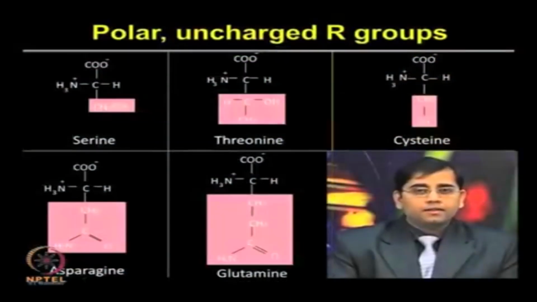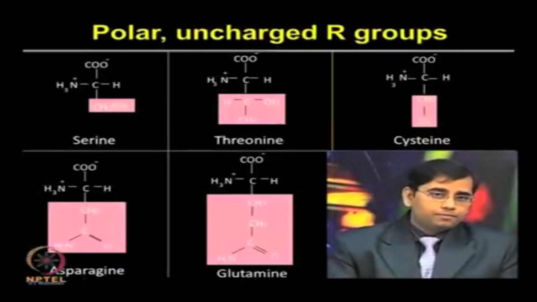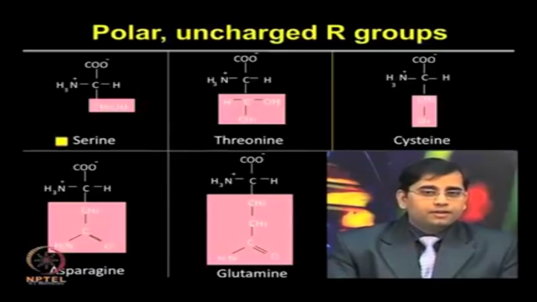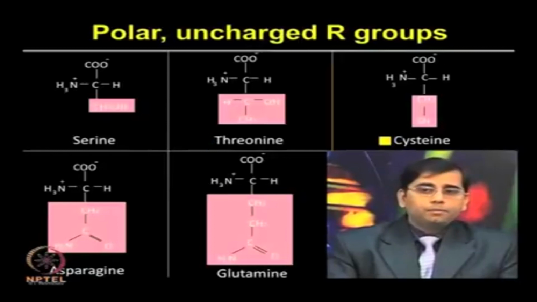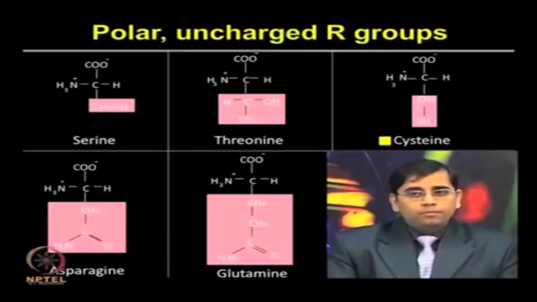Now, the next category is polar uncharged R groups. Let us start with serine, which resembles alanine in structure, but it contains a hydroxyl group. Threonine resembles valine in structure and it contains a hydroxyl group. It has an additional asymmetric center. Cysteine is similar to serine, but it contains a sulfhydryl or thiol group. Two cysteine molecules form cystine.